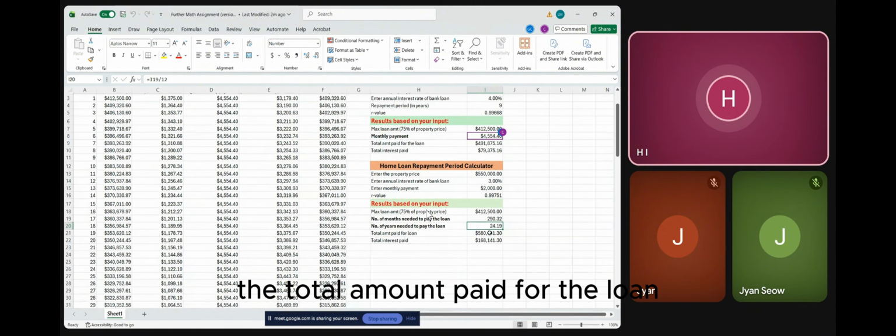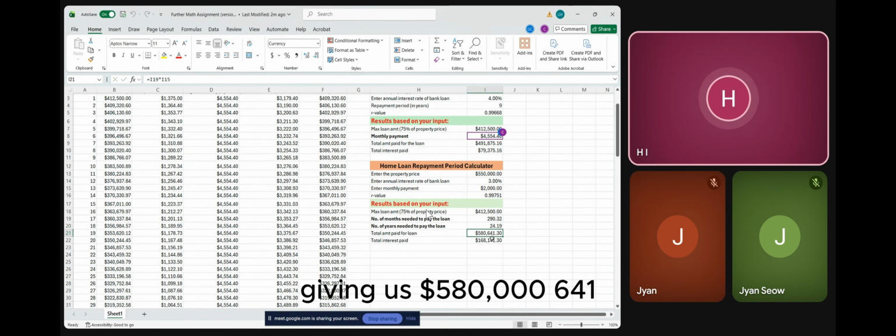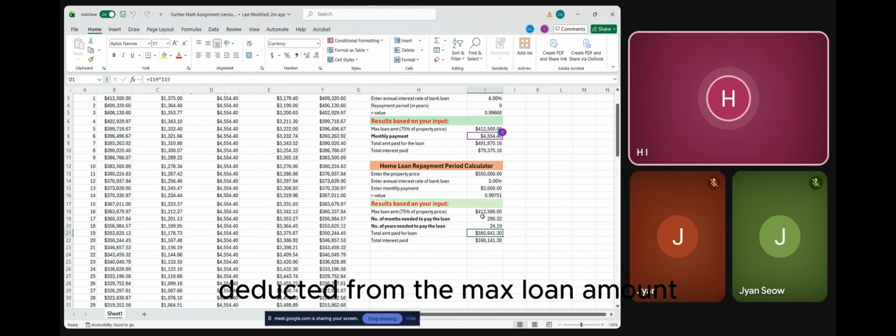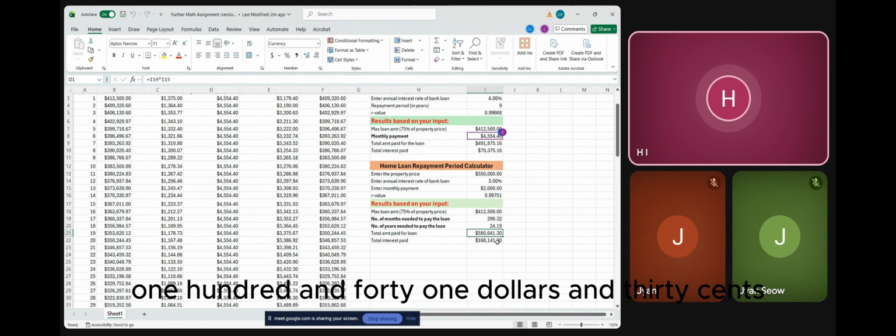The total amount paid for the loan is the number of months multiplied by our monthly payment of $2,000, giving us $508,641. And for total interest paid, we take the total amount paid for the loan minus the loan amount, giving us $168,141.30. That'll be all.